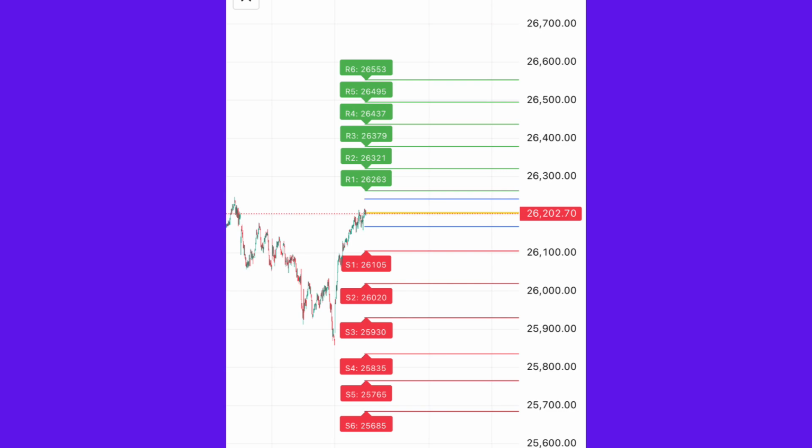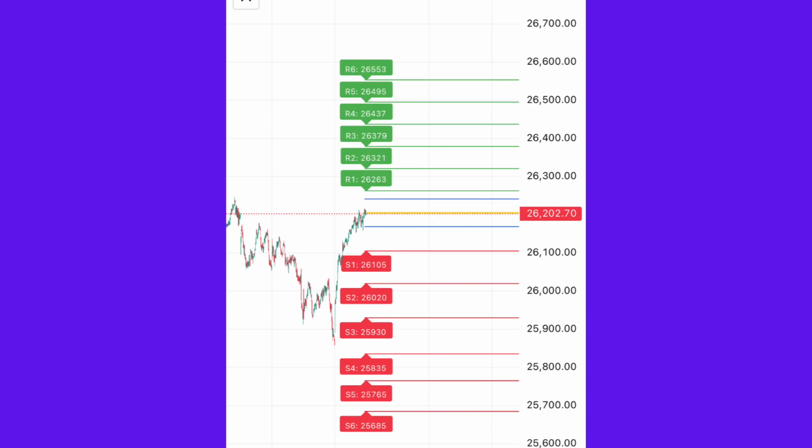Today's possible opening scenarios. Let's look at the three scenarios. Flat positive opening, most likely. Opening between 26,180 and 26,250. Watch for a breakout above R1 equals 26,263, if sustained. Next targets, R2, R3. Dip opening. If Nifty opens slightly lower due to volatility, S1 at 26,105 becomes the first defense. Good buying can emerge in this zone.